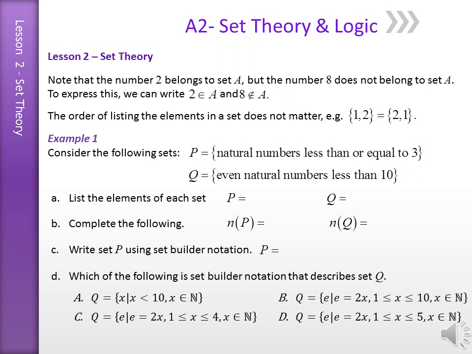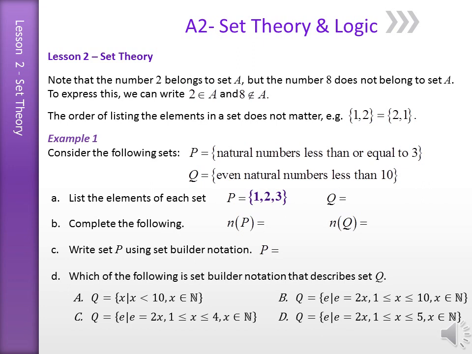Let's take a look at example 1. Consider the following sets. Set P is equal to the set of natural numbers less than or equal to 3, and set Q is the set of even natural numbers less than 10. So for part A, we're going to list the elements of each set. The set of P is going to be natural numbers, so that does not include 0, it starts at 1, and we want less than or equal to 3. So that would be the elements 1, 2, and 3.